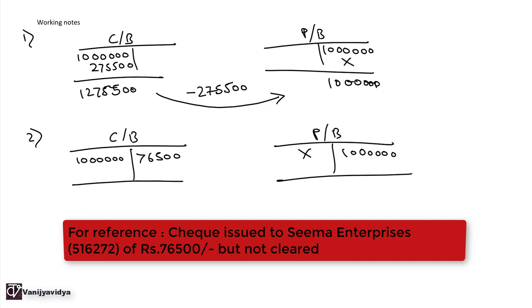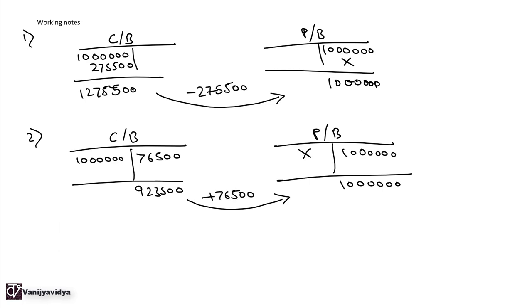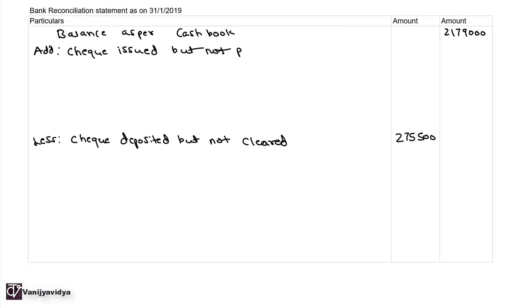Now the balance as per cash book is 9,23,500. Passbook is 10 lakhs. Now we are moving from your cash book to passbook. So we have to add 76,500 in bank reconciliation statement. Let's do this. Check issued but not presented 76,500. Now let's see the next transaction.